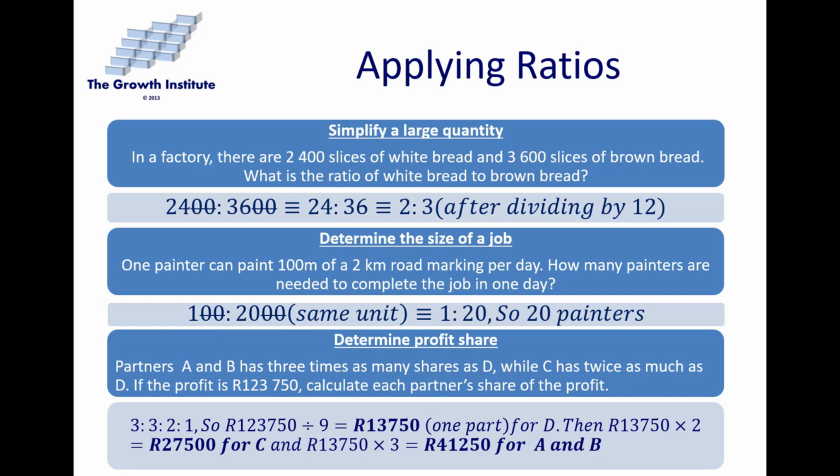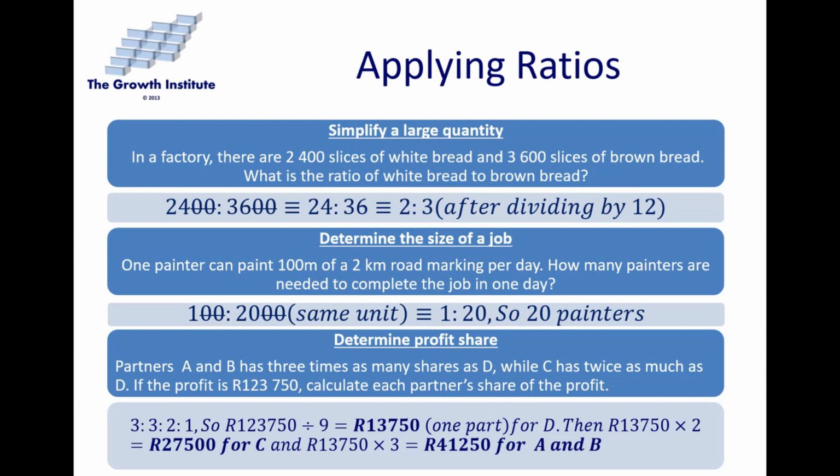So now we say he paints 100 meters of the total 2,000 meters, or 100 to 2,000. That's now in the same unit. So now we say how many painters will it take to complete the job in 1 day? Well, that's fine, because we can divide both numbers in the ratio by 100, and so we get 1 to 20. So 20 painters are needed to complete the job in 1 day.